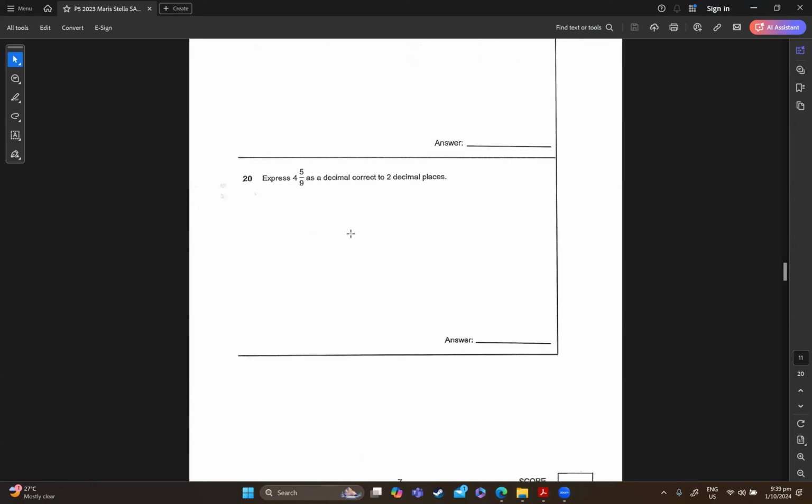Express 4 and 5 over 9 as a decimal, correct to 2 decimal places. So the 4 just stays, focus on the 5 over 9. So 5 divided by 9. 5 being smaller than 9, you put a 0 on top, then you put the decimal point. So 5 times 9 is 45. Bring down the 5.